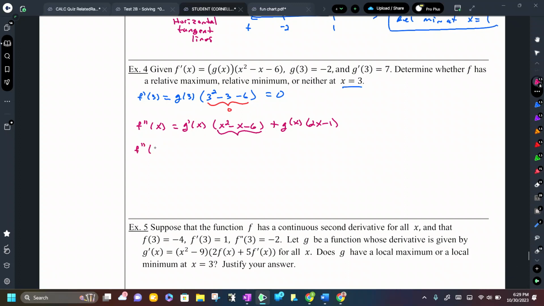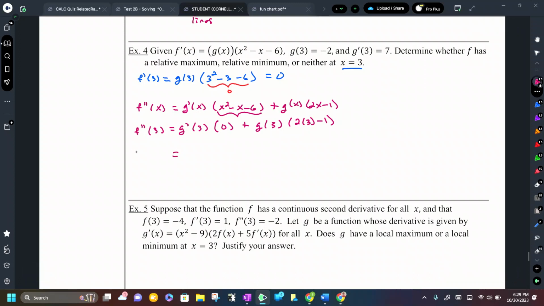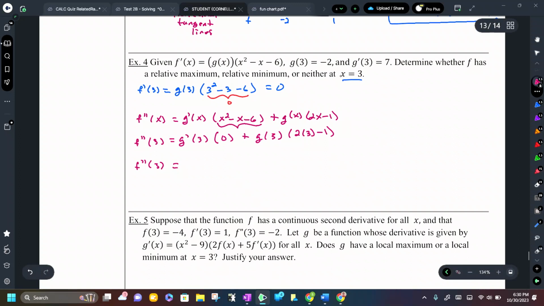So f double prime of 3 is equal to g prime of 3 times 0, plus g of 3 times 2 times 3 minus 1. So g of 3 is negative 2. This part is all 0, so I'm not going to write it. We have negative 2 times, so 2 times 3 is 6, 6 minus 1 is 5. This is equal to negative 10.